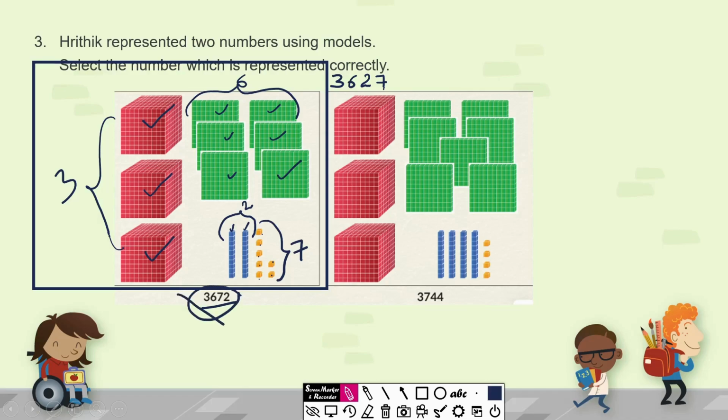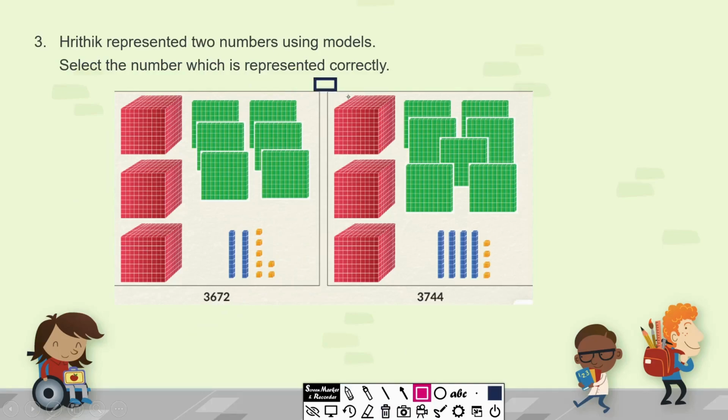3,672. No, this is wrong. It should be 3,627, but it is written here 3,672. So this is a wrong representation. Now let's check this model.